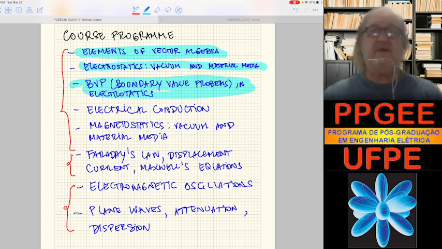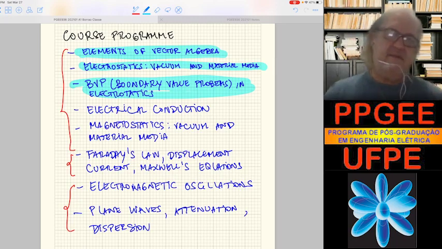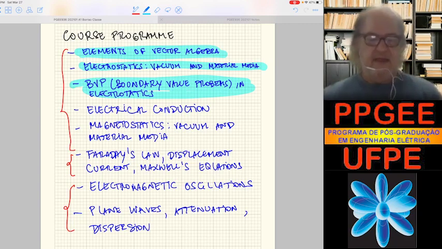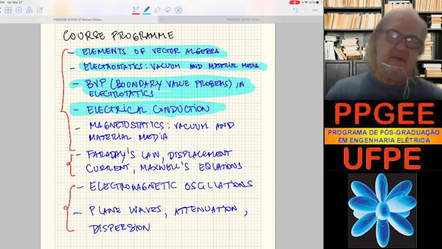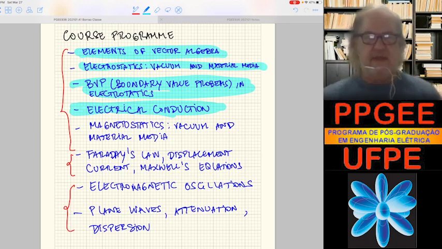We are going also to talk about image methods of solving electrostatics problems. Essentially, these are the same themes that we do in the undergraduate course of electromagnetics, but now with some more sophisticated mathematical tools. We're going to be able to solve problems that we didn't solve then because we didn't have those tools. Then I'm going to talk about electrical conduction. This is very similar to the undergraduate course, but now we employ some more sophisticated mathematical tools to solve some additional problems that we didn't do in the undergraduate course.